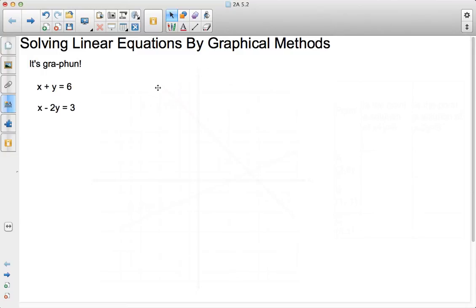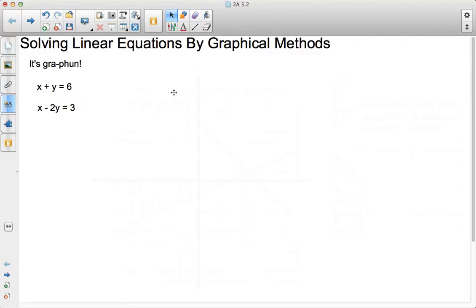So today we're talking about solving simultaneous linear equations in two unknowns by the graphical method, or in short form, solving linear equations by graphical methods. We have two different linear equations, x plus y equals 6 and x minus 2y equals 3. Every point on the graph of each equation is a solution of the equation. So each equation will have an infinite number of solutions.